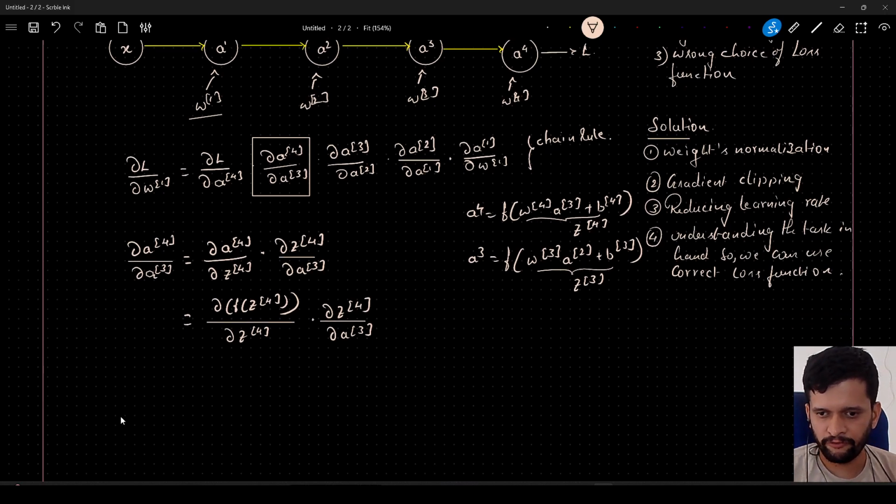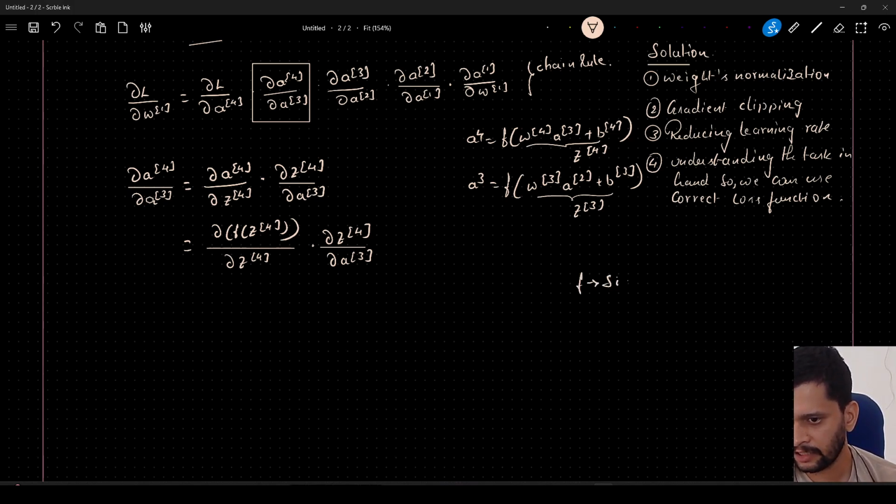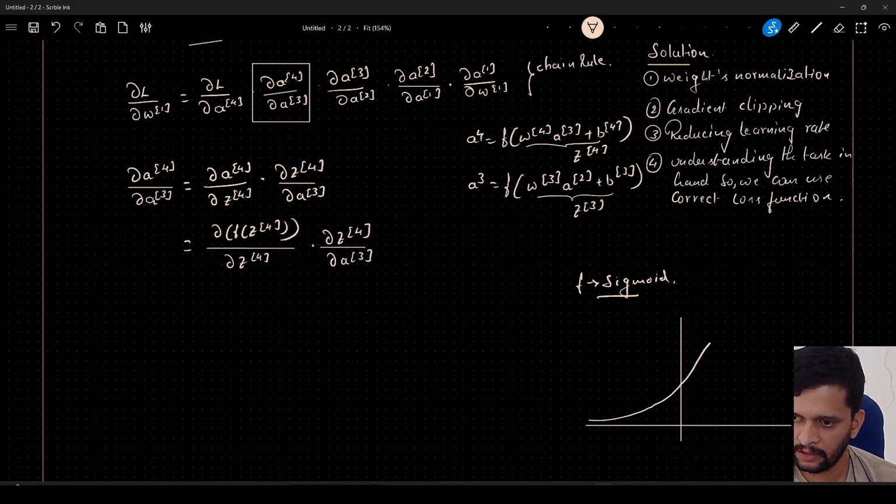Now, let us assume the activation function in our case is sigmoid. How does this look? If I just draw the sigmoid function, it looks something like this. This is 0, 0.5, 1. This is our Z, this is our sigmoid of Z. In this case we are dealing with Z4, so let's denote it with Z4.